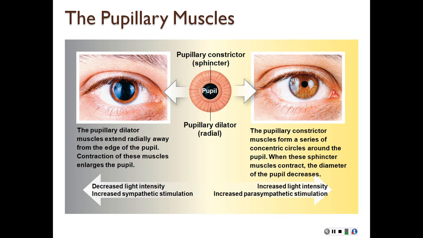And then we have intrinsic muscles, such as these two, pupillary constrictor and pupillary dilators. So when one of these sets of muscles contracts, and these are smooth muscles, so we don't have control over them.